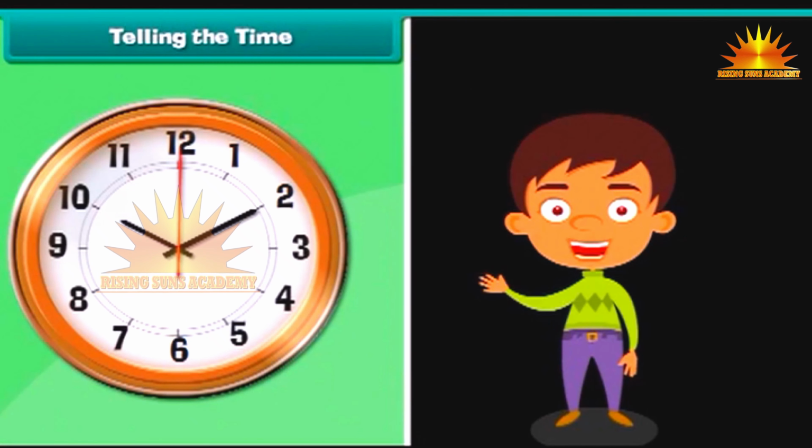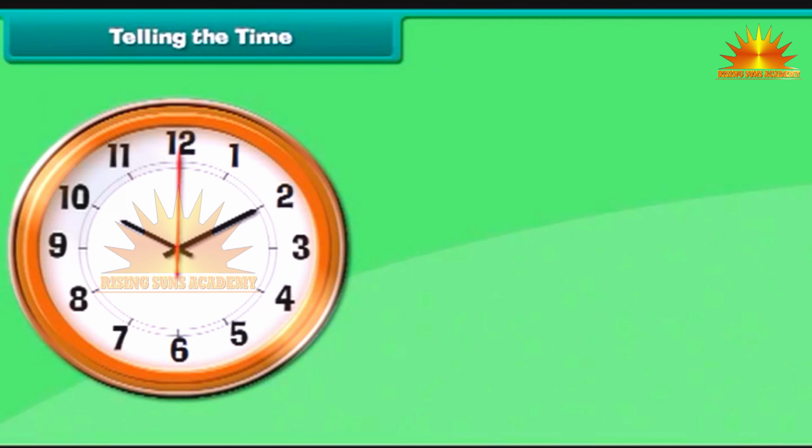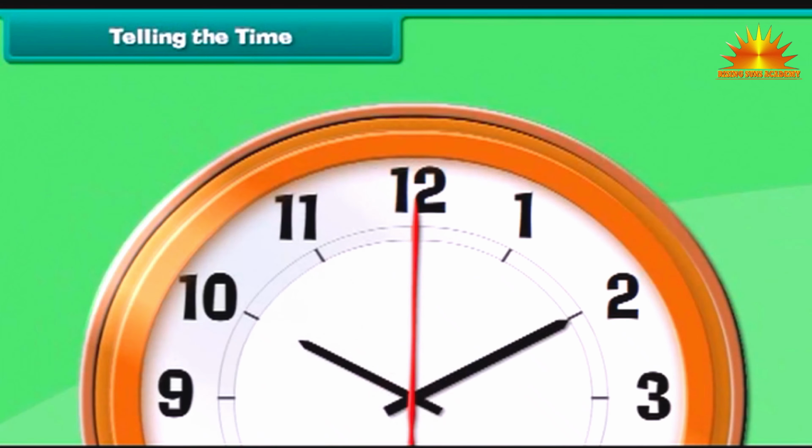Let us now learn to read time. Do you all know the table of 5? Let's revise it. Table of 5 is displayed on screen. You can read the time easily if you know the table of number 5. The minute and hour hands are read differently.